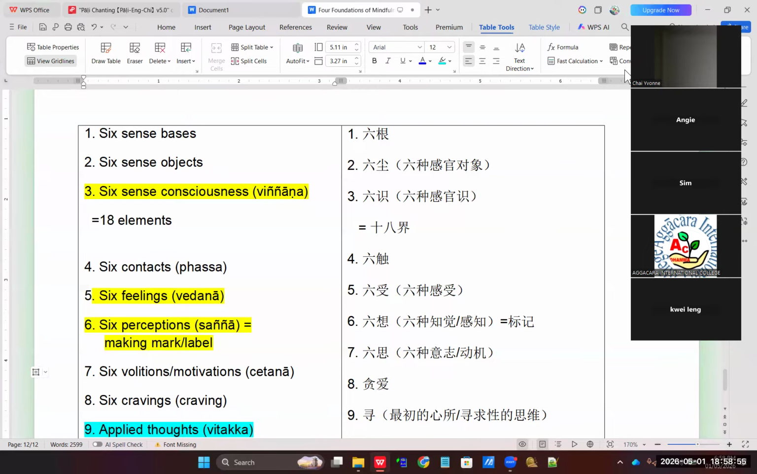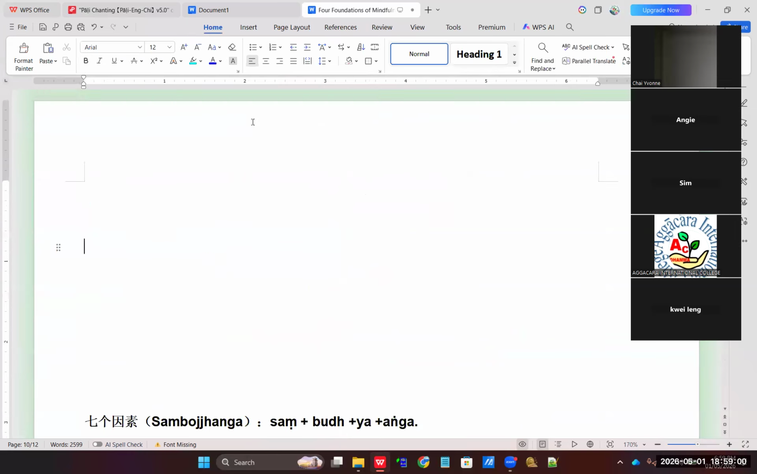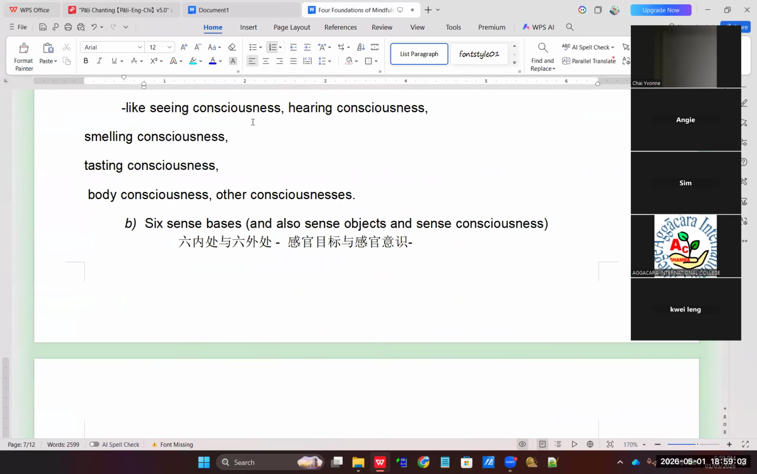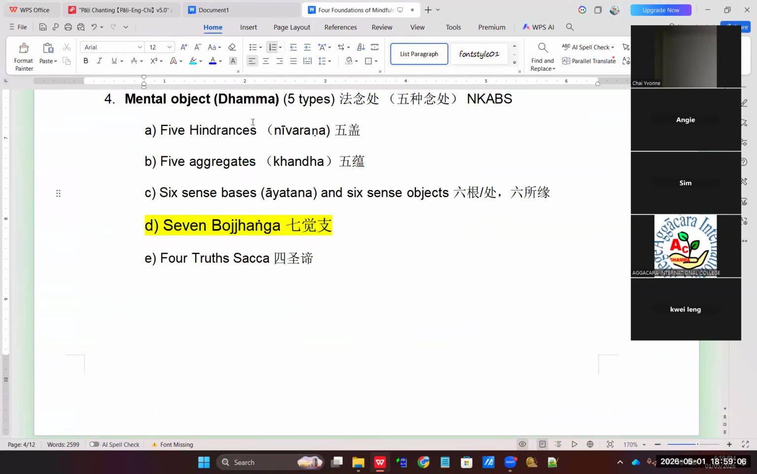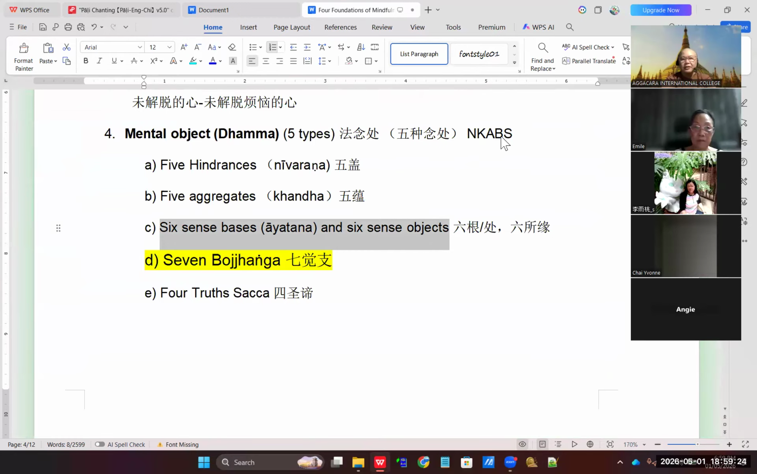In the Dhammanupassana, you have the six sense bases and six sense objects. Remember, in the Dhammanupassana, you know the body is the body: body, feeling, mind. In the Dhammanupassana, you have these six sense bases and six sense objects. So you can contemplate them. And this is also in the noble truth of suffering. So this sense basis is also included in the Satya just now. So actually the Dhamma are all linked to each other.